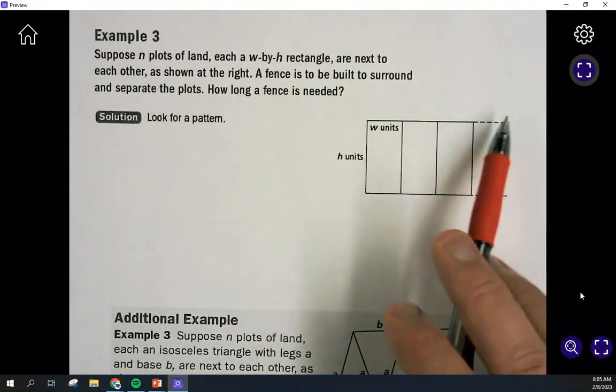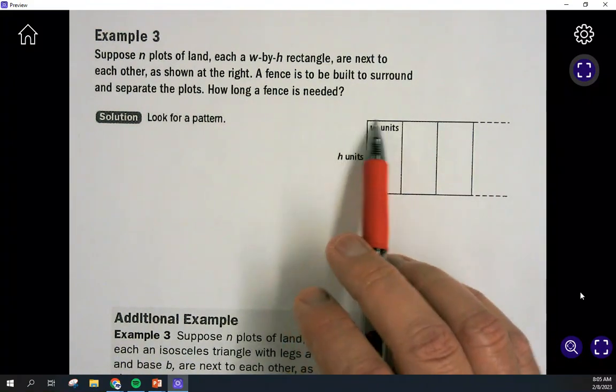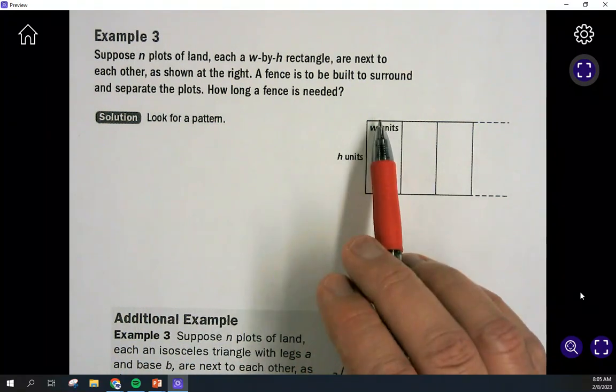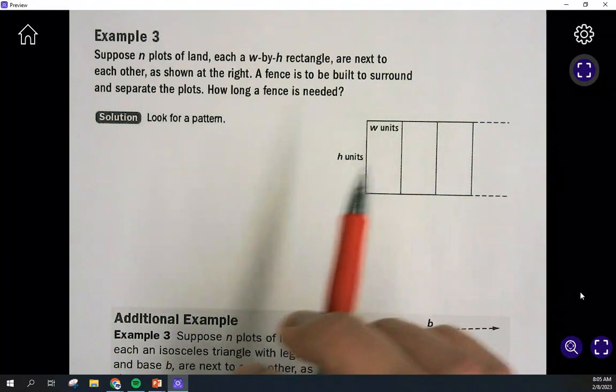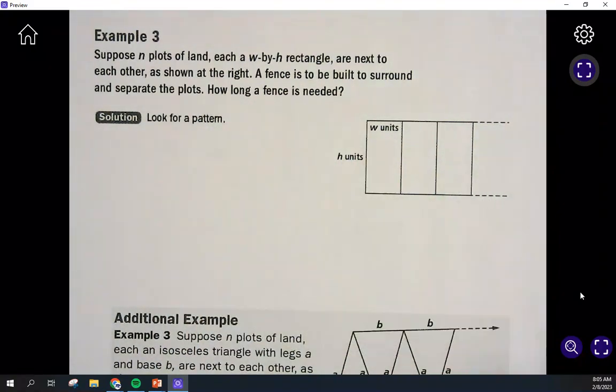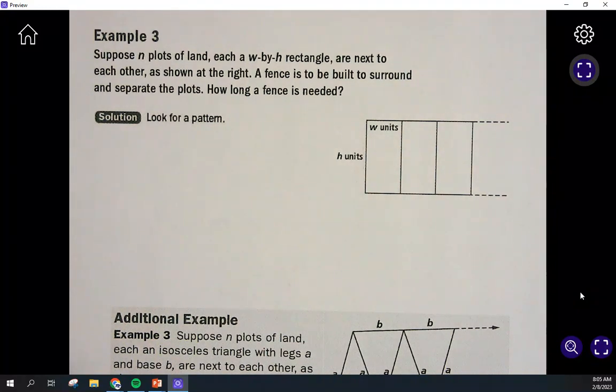They're all attached to each other, so all of these lines represent fencing. So in between each, separating each one, there is fencing as well, not just around the complete outside. If a fence is going to be built to separate the individual plots, how long of a fence is needed? So we have to write out an algebraic expression to represent this because we don't have any numbers here.